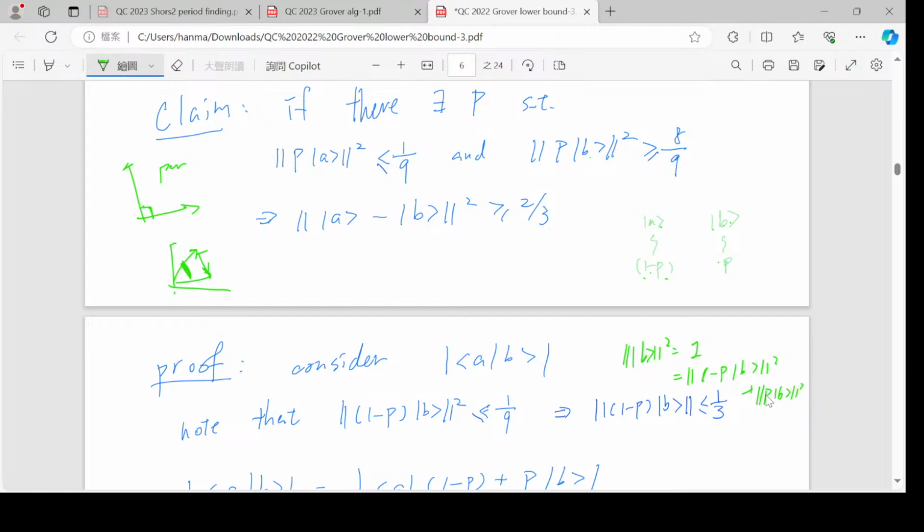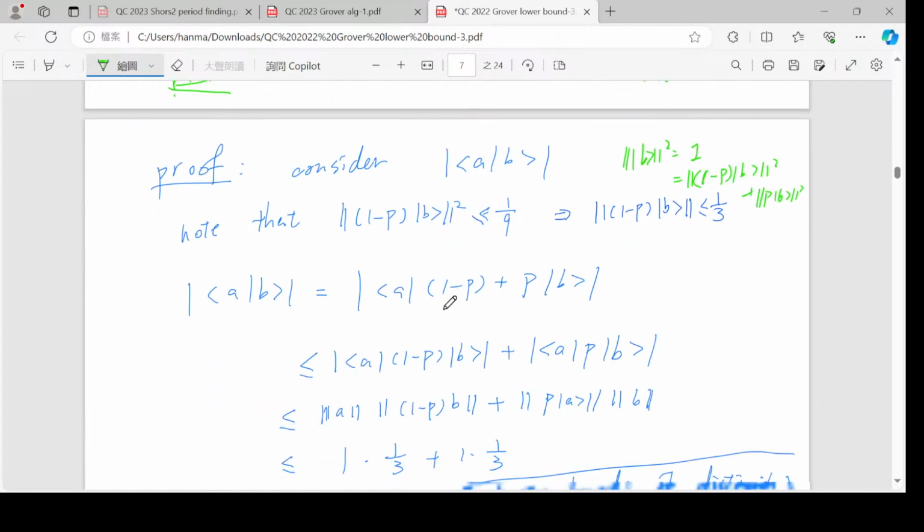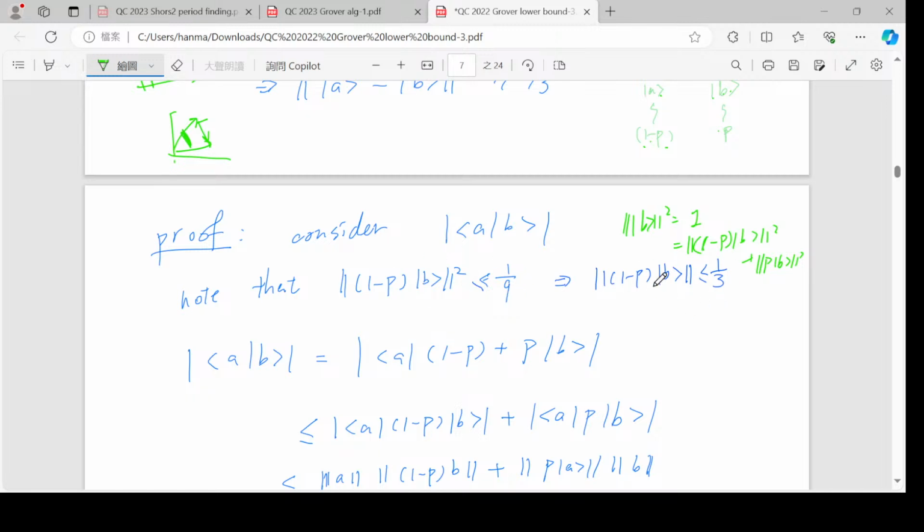And yeah, so this thing is big, then this is small. Okay, 1 minus P on B squared, and so this is small. Here we just take a square root, because this is kind of a low C part. So then we take a square root on both sides, and you see this 1 minus P on B vector is less than or equal to 1 over 3. Okay, and now we think about the inner product between them.